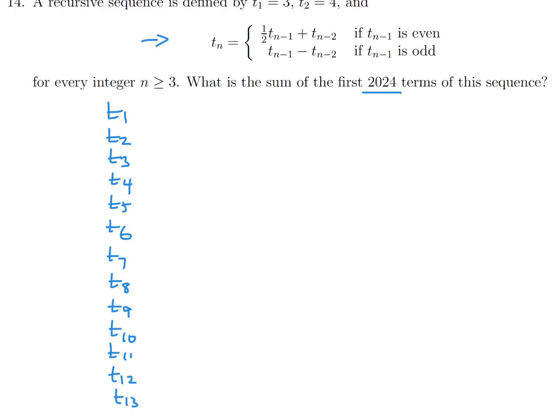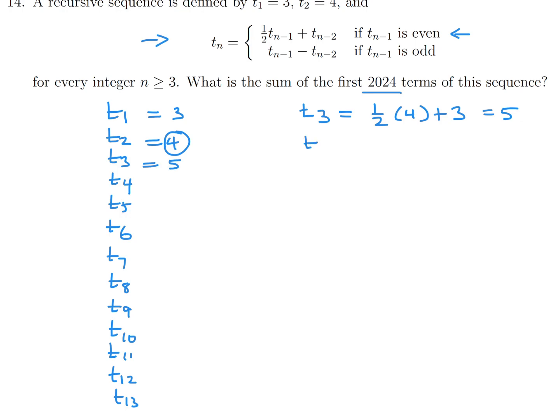So here we go. T1 is already given to us, and so is T2. So let's figure out T3. We look at the previous term, and is it even or odd? It's even, so we're going to use that formula. So it's going to be 1/2 of 4 plus 3, right? I'm just going by the formula, nothing fancy here. So then that's a 5.